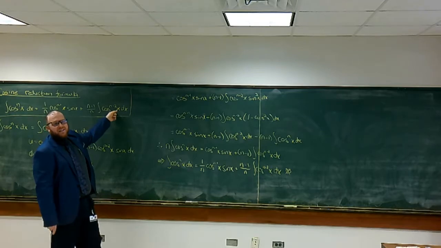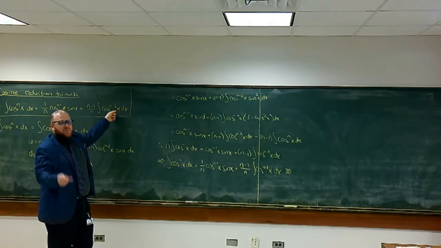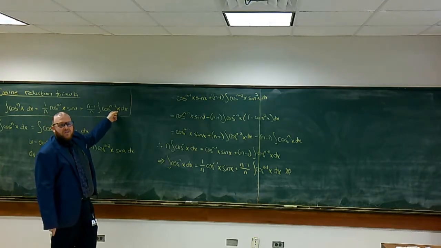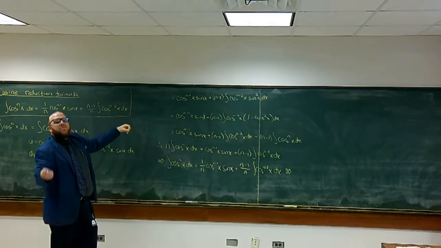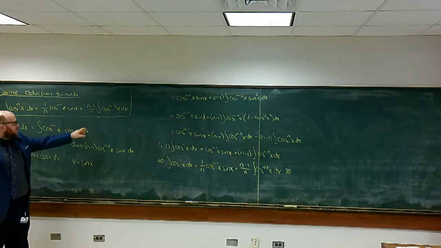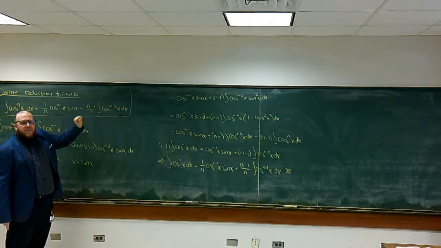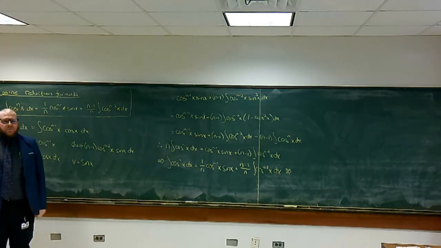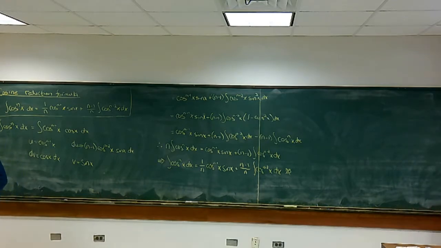Here you're going to wind up with cosine to the 9th, which means you'd use it again with n being 9. Right? You'd be left with 7, you use it again, and you keep doing that until you wind up with this being just the antiderivative of cosine, which is sine. It's going to be a lot of work, but it's less work than doing integration by parts every single time.